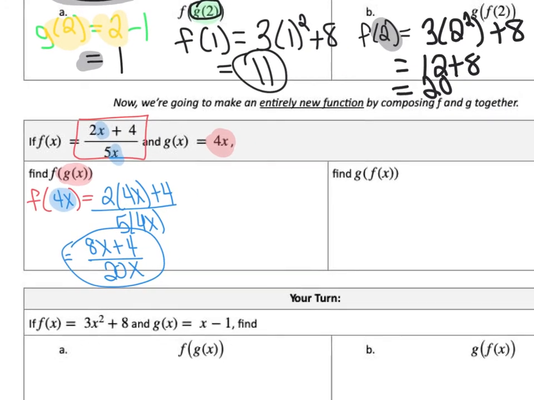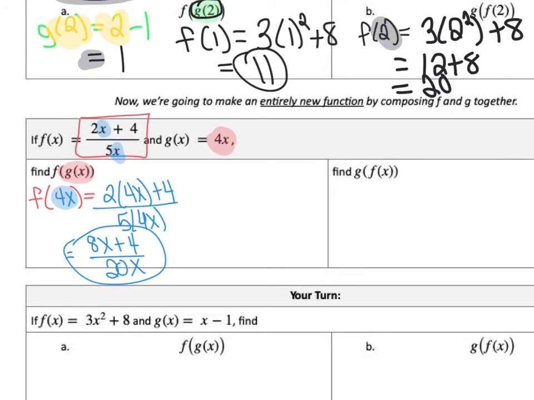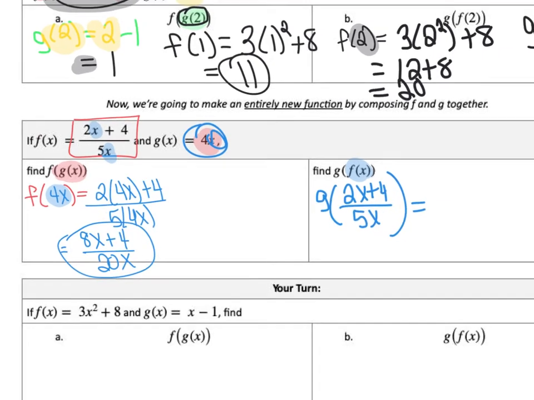Okay, and then on this one over here, I have g of f of x. Well, looking at my innermost function here, f of x is 2x plus 4 over 5x. So I need to find what is g of 2x plus 4 over 5x. Well, my g of x is 4x. So again, anywhere that I see an x in that function, I'm going to take it out and put 2x plus 4 over 5x in its place.